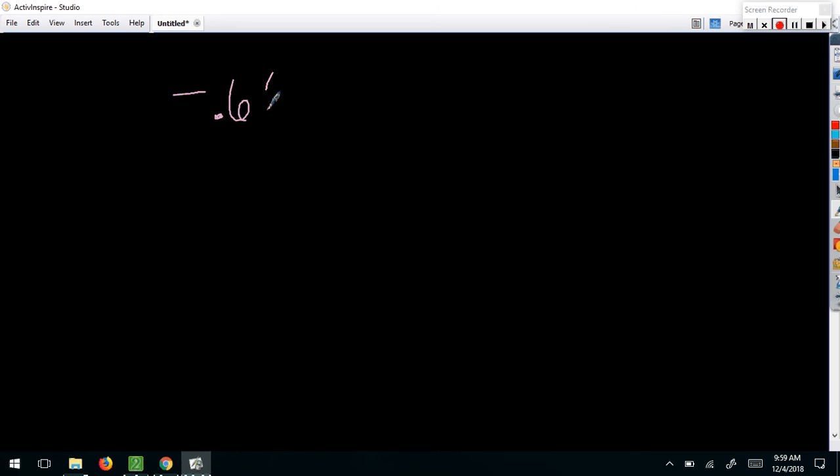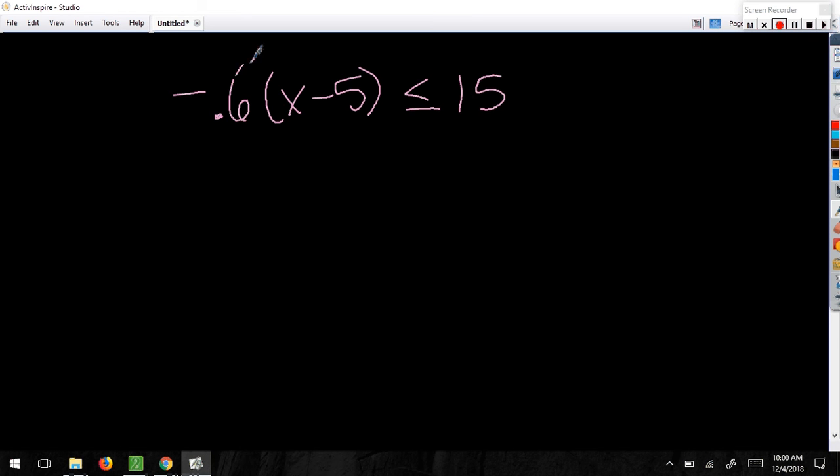That was on the little thing that we had yesterday. What should I do? Distribute. Y'all want to distribute? All right. If I distribute here, I've got negative 0.6x. What's negative 0.6 times negative 5? We know it's going to be a positive because it's a negative times a negative.